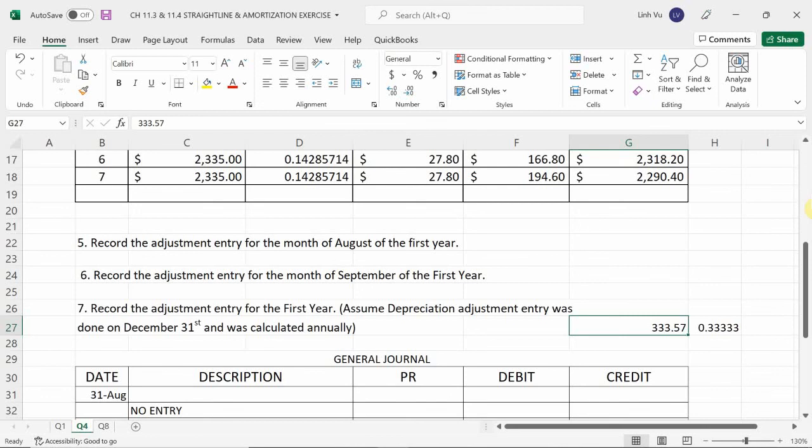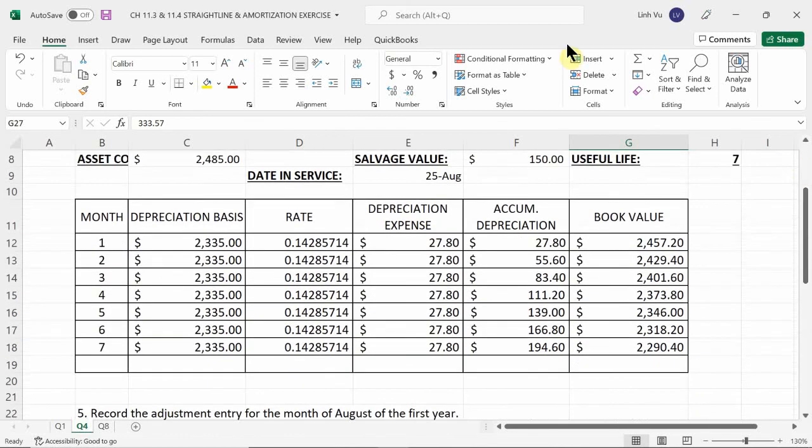Okay. 333.57 divided by 3, we get 111.19. Okay? But in this case, this is what Stacy figured out. If it's 4 months old, right? You could just look here in the chart. 4 months, right? My accumulated is still 111 and 20 cents. You get the same answer.